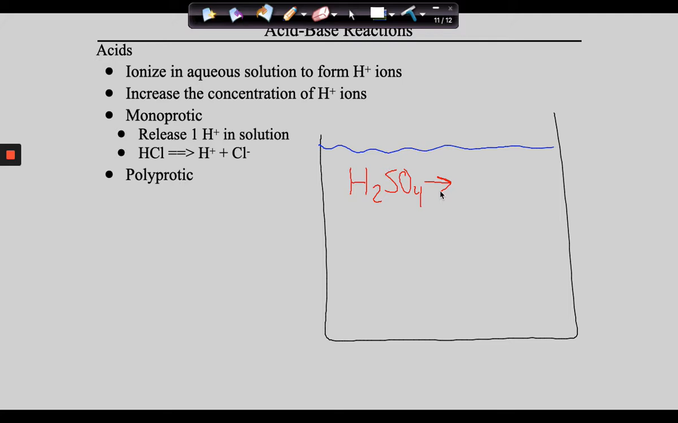Only 1 of the hydrogens. I'm going to move this over so I have a little more space. All right, so H2SO4, one hydrogen comes off, and then we're left with this. Now, if you get that? Still wrong. What are we missing? Charges. Hydrogen is positive, and this is negative.